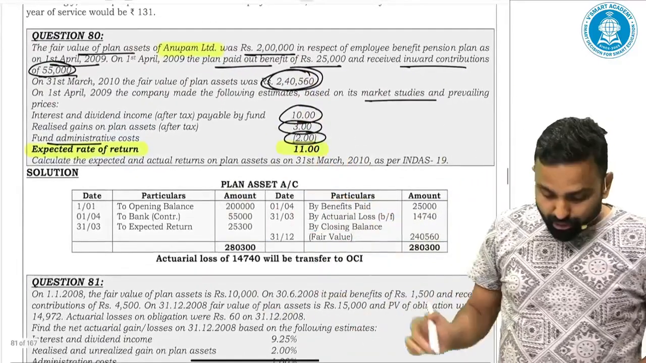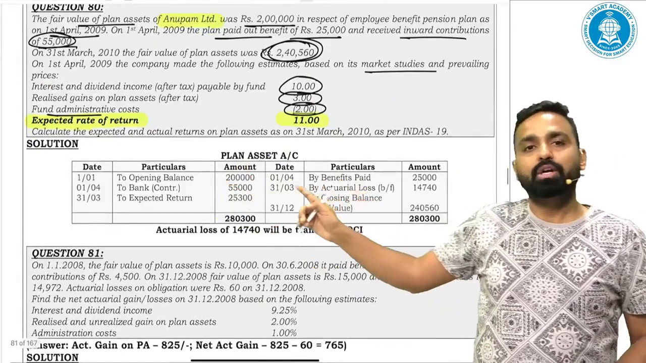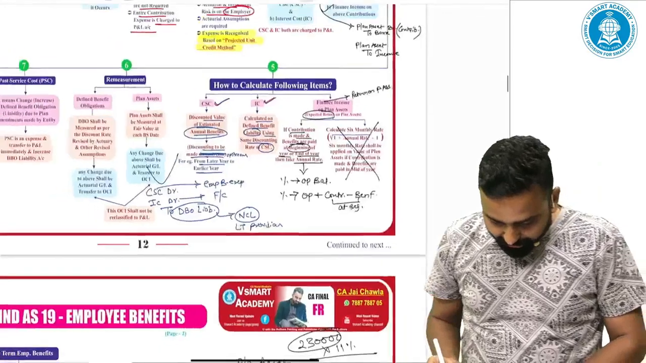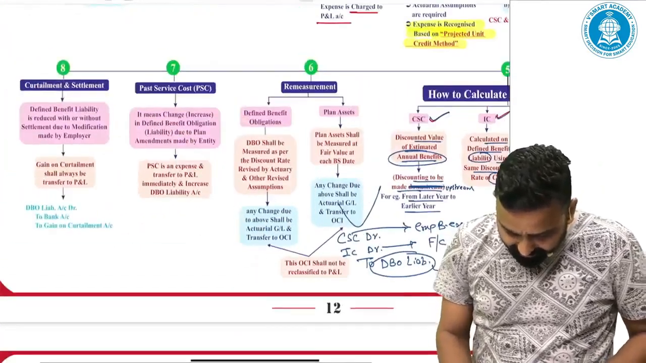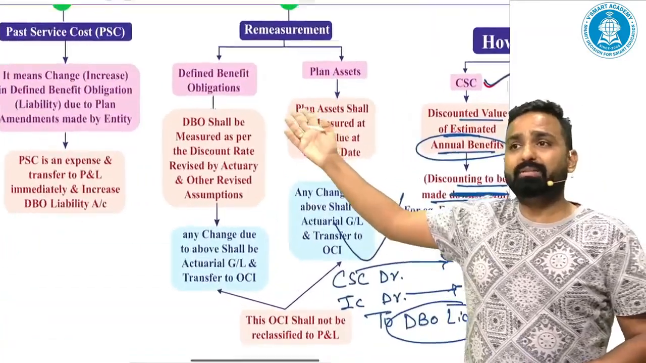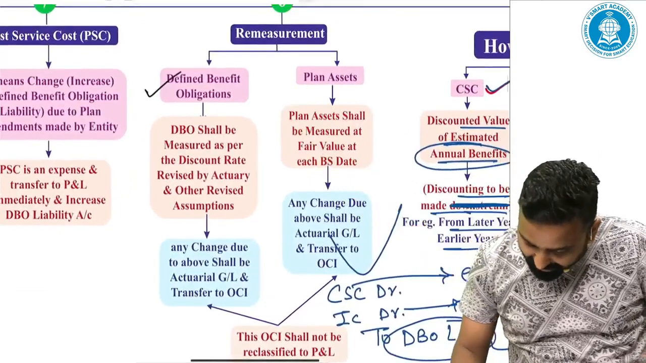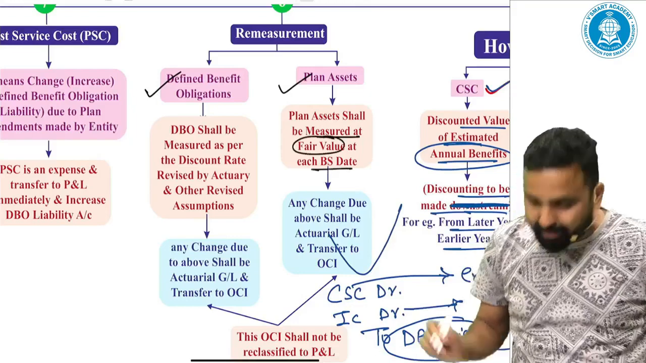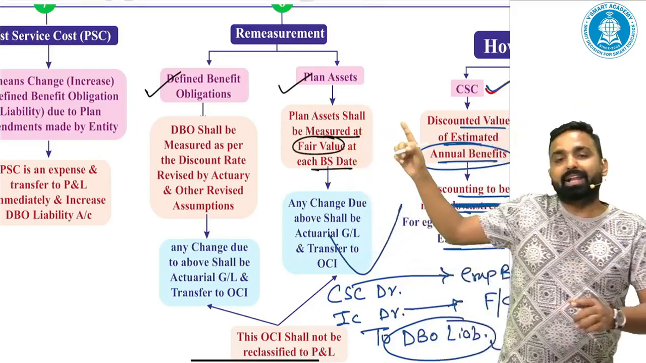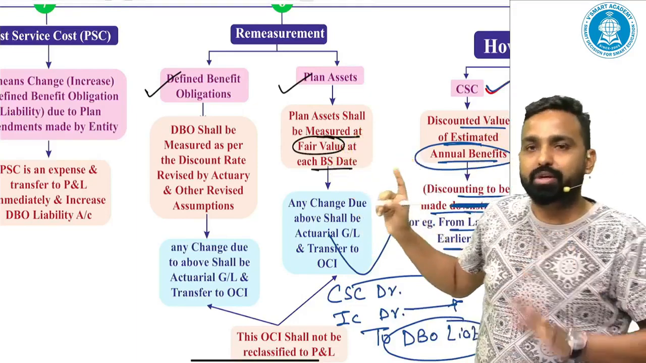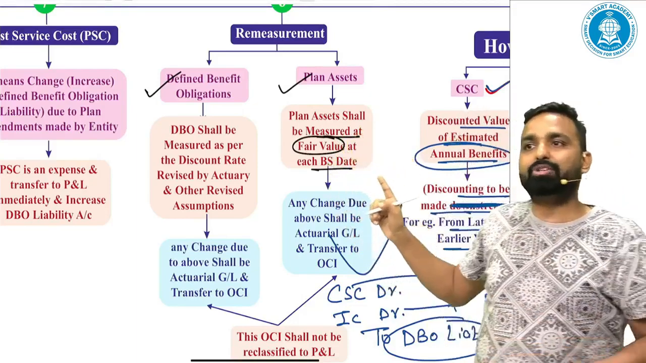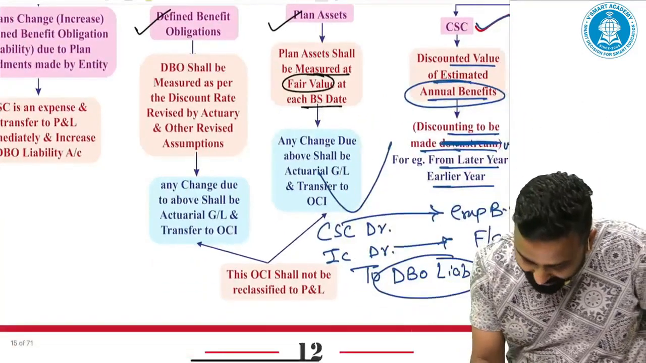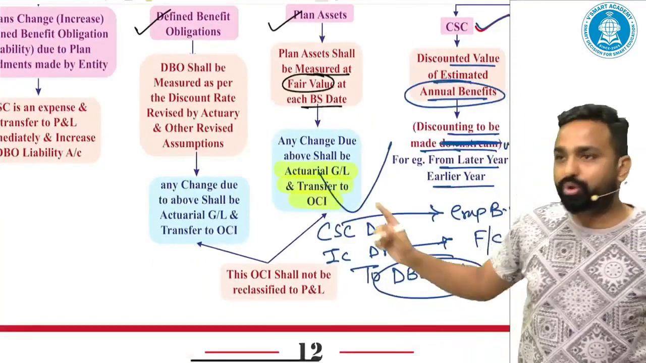Guys, are you understanding or not? So if you get any difference in this plan asset account, the actuarial gain or loss will be transferred to OCI. Now, what is the other thing? Remeasurement. Remeasurement of defined benefit obligation and plan asset. First of all, plan asset. Plan asset shall be measured at fair value at each balance sheet date. Whenever you want to measure the plan asset at the balance sheet date, the closing balance should be at fair value. And once you measure at fair value, if any difference arises, that difference is known as actuarial gain or loss, and you transfer it to OCI.